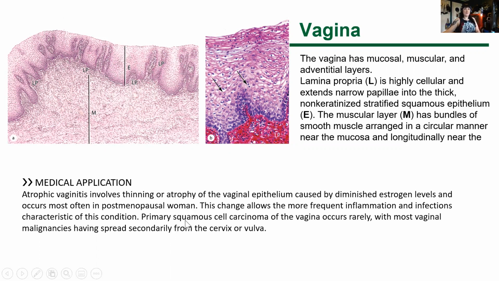You can get vaginal cancer due to the primary squamous cells, so the stem cells down here, deciding to divide weirdly. But typically it doesn't start in the vagina. It starts either in the cervix or in the vulva. So the weird cellness is either beginning externally or beginning internally. It's not usually originating here.